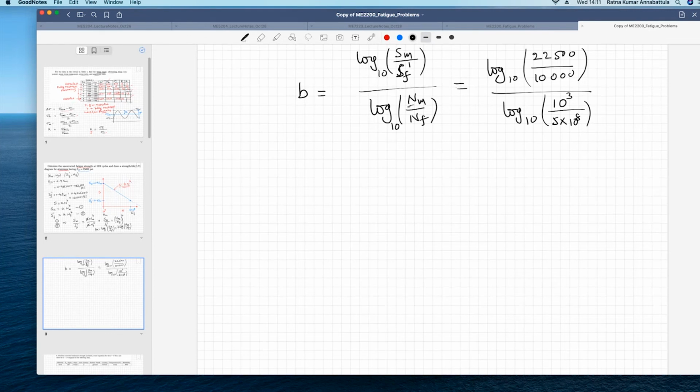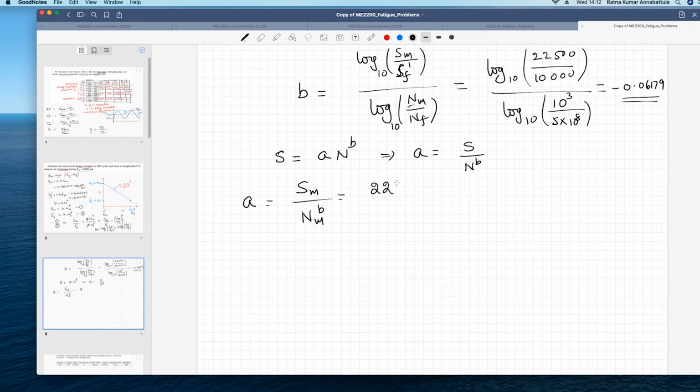Okay. So by doing this, what you will find out if you calculate is that it comes out to be 0.06179. That will be our B. So what was our original equation? S is equal to A N power B. So now we found B. How do we calculate A? That implies A is equal to S by N power B. So in order to find A, I could plug in one of the points, SM by NM power B. SM 22,500, divided by NM, 10 cube to the power B.